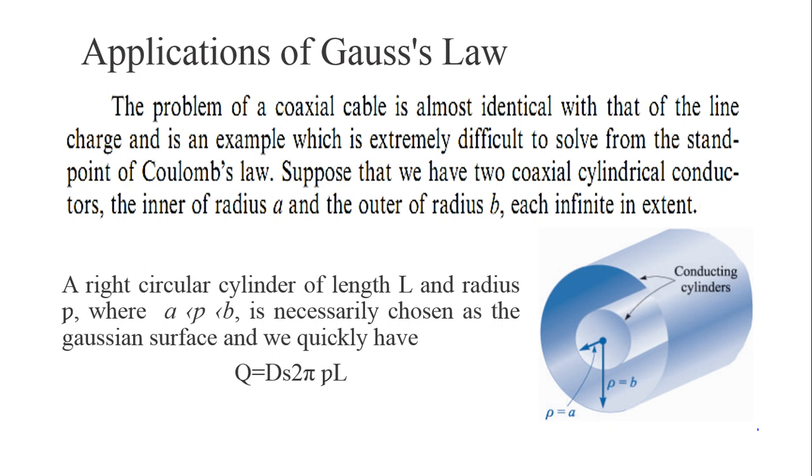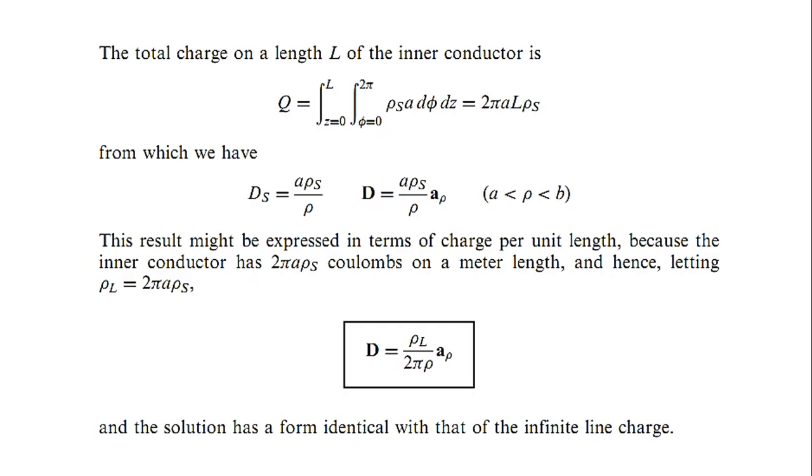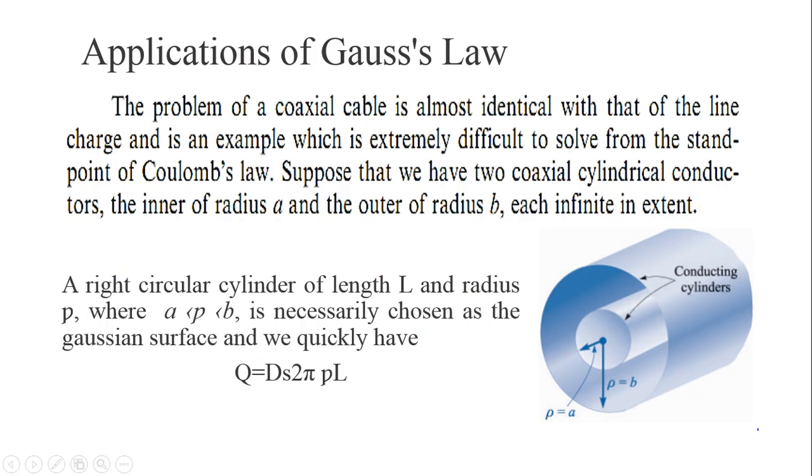So suppose we have two coaxial conductors. Suppose we have two coaxial cylindrical conductors, the inner of radius A and the outer of radius B, each infinite in extent. We have two coaxial conductors, the inner of radius A and the outer of radius B.